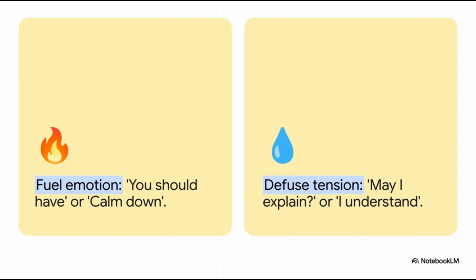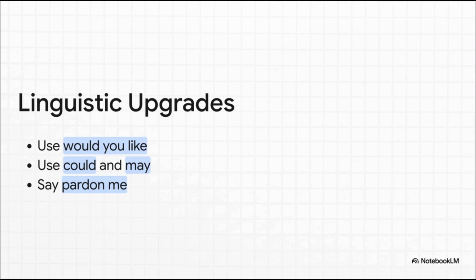Instead, look at the collaborative, diffusing phrases. May I explain? Here's what I can do. Or, I understand what you're saying. Do you hear the difference? This phrasing instantly brings the emotional temperature down because it validates their experience. We also need to apply what I like to call formal linguistic upgrades to our everyday standard vocabulary.